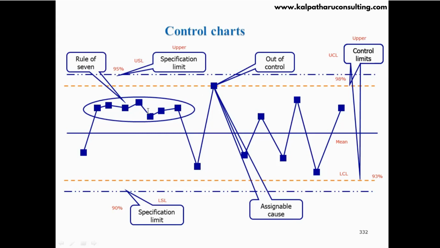By experience, the experts have said that this will eventually lead you to go out of control, whether it is above the mean or below the mean. If there is a rule of 7, it gives you a warning sign to check your action plan and then fix the gap. Got it? So this is your control chart.